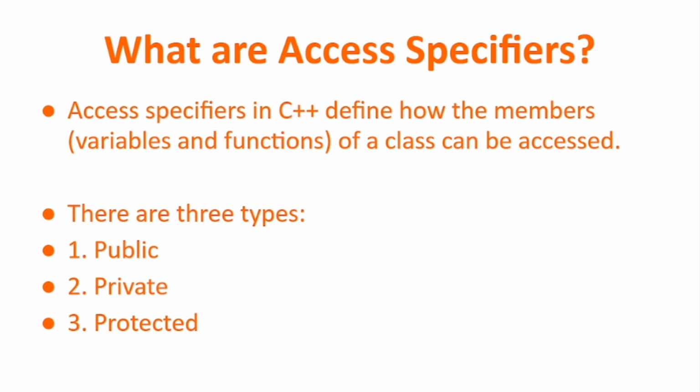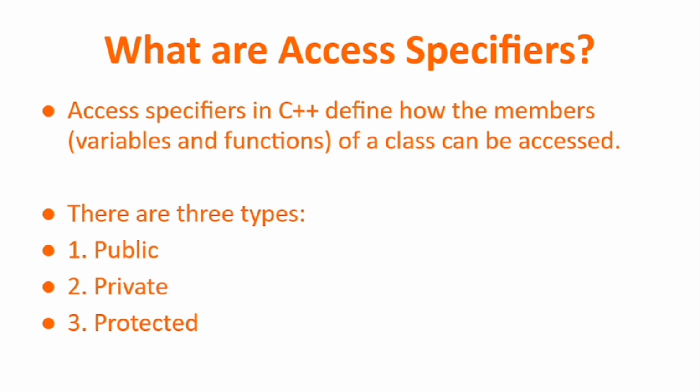Access specifiers allow permissions to the variables and functions that we are using in the class, or at what position the variables and functions can be accessed, and at what position they cannot be accessed. That's why we use access specifiers. The members of a class are those variables and functions inside the class. There are three major types of access specifiers: public, private, and protected.